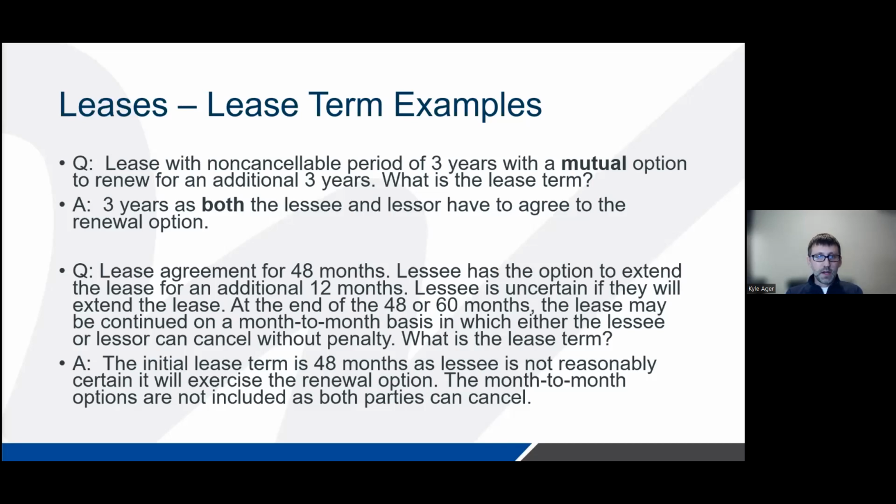Another thing that I'll point out right here, and we'll talk about a little bit later, is in these situations where you have an option to extend, and initially you didn't think that you'd use that option, if there's a change in judgment down the road, you might need to reassess the asset and liability balance and potentially do a recalculation.